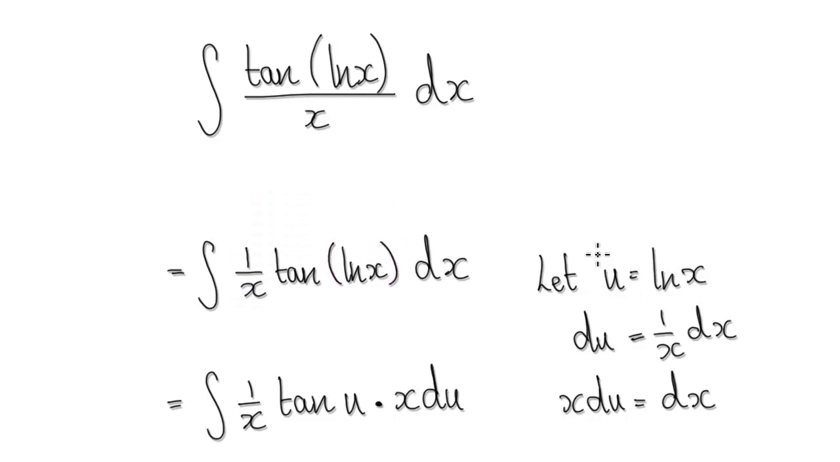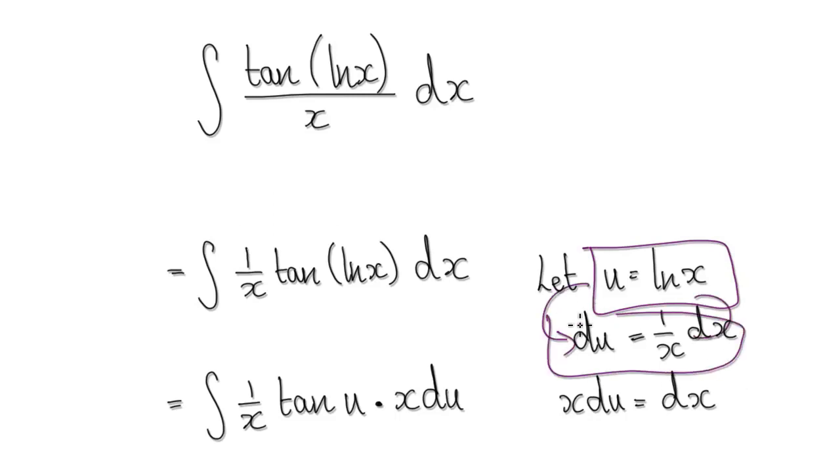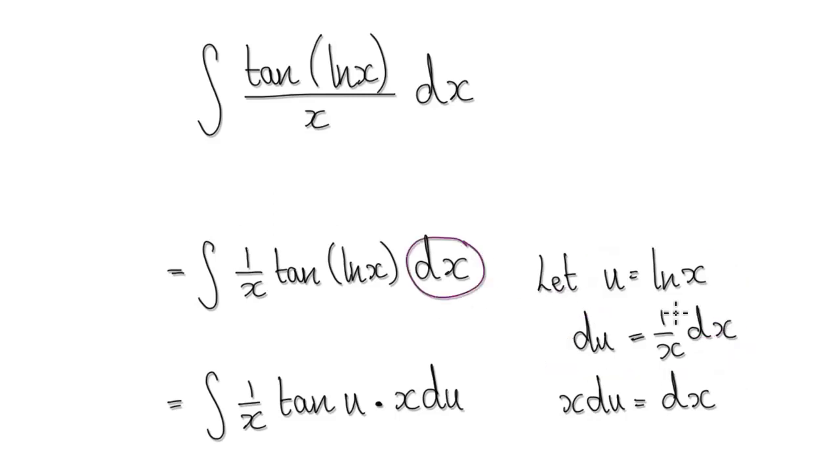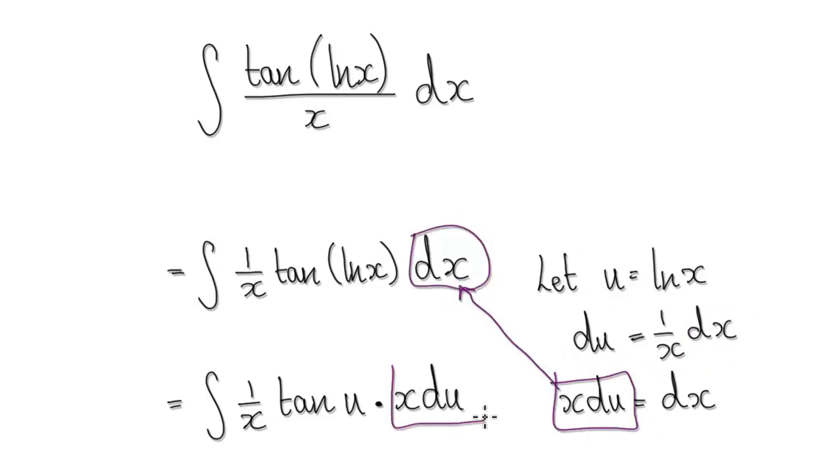So let u be natural log of x. Differentiate both sides. So du equals this thing here. You want to get dx on its own, so times both sides by x. That will then give you this. So now, when you place this back into here, that will then give you this.